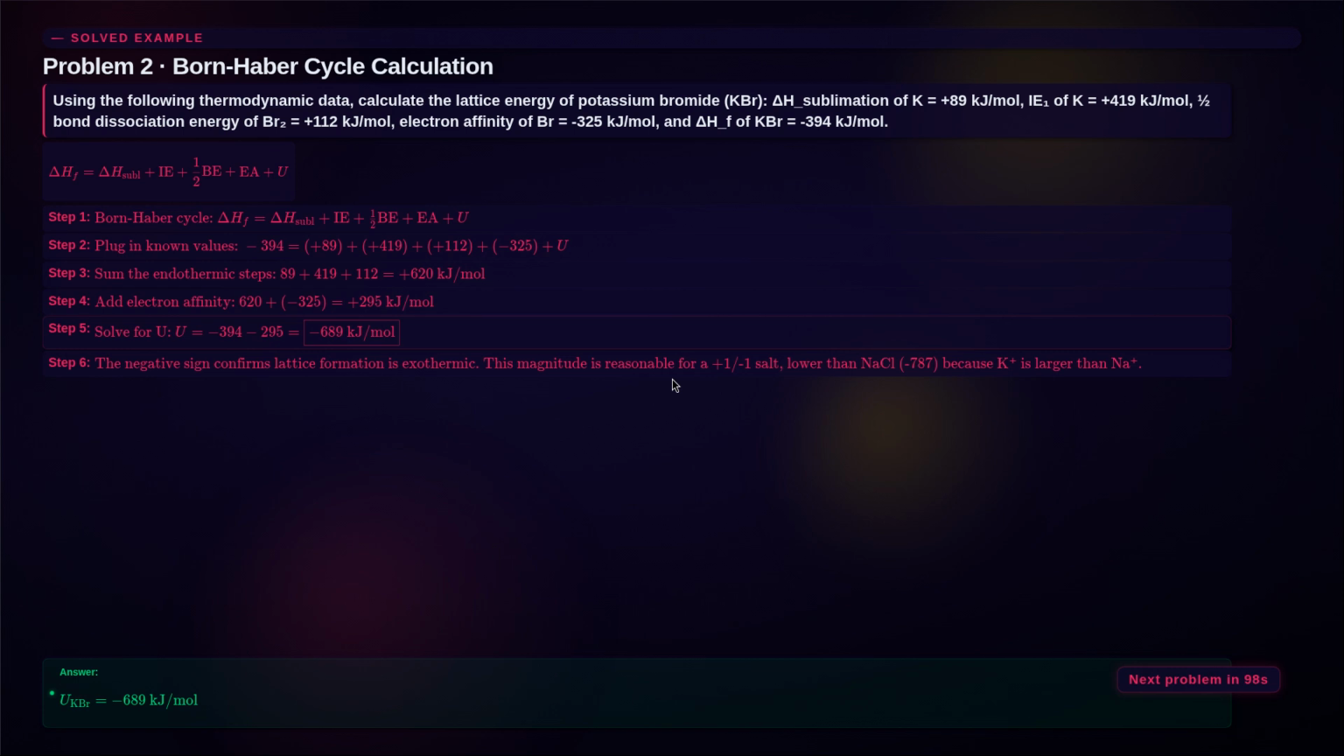Half bond dissociation of bromine plus 112. Electron affinity of bromine minus 325. And enthalpy of formation of KBr minus 394 kilojoules per mole. We will apply the Born Haber cycle.